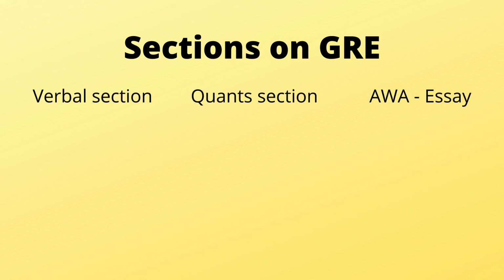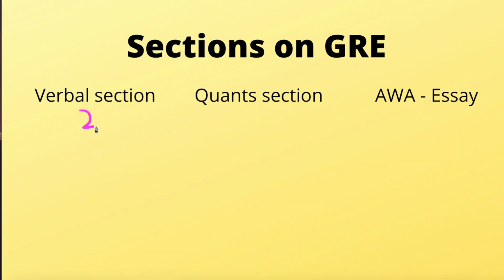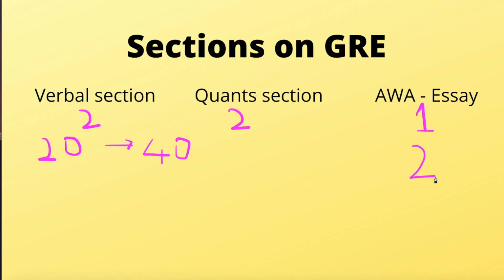Okay, so first let us look at what sections are there on GRE. There are two verbal sections. There are two sections for quantitative reasoning and there is one section which is analytical writing assessment, which is your essay. There are 20 questions on each of the sections of verbal, which equates to 40 questions in total, and the same is for the quant section, and there are two questions on analytical writing assessment.